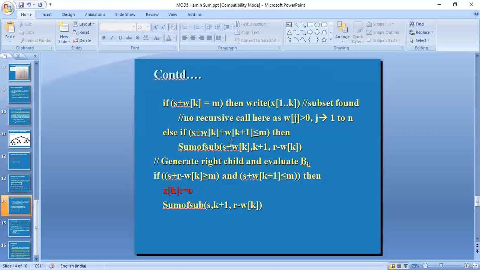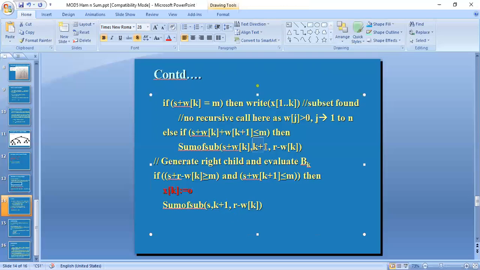See, here we are including the item, so we are saying S plus W of K, the current item. But here we are excluding the current item, so it is only S. The second parameter is common in both. In left also you are saying K plus 1, and right also you are going to move forward to the next item, that is K plus 1. In both we also need to check the remaining capacity, R minus W of K. Here also we will see the remaining value, that is R minus W of K. Clear?